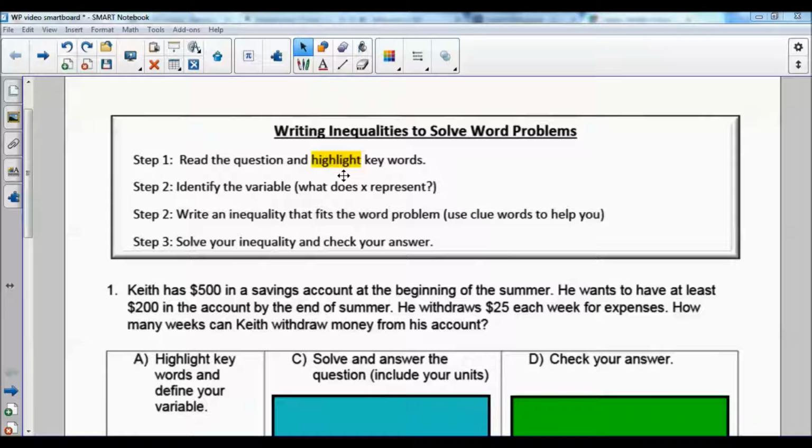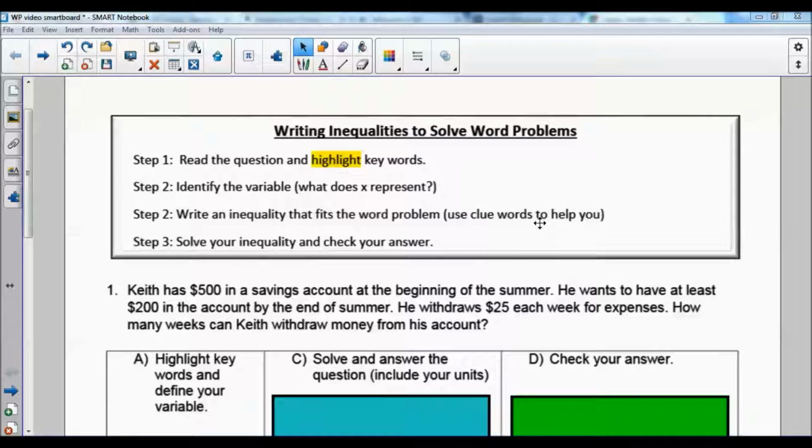Next, we want to identify the variable. So what does x represent? What are we actually trying to solve? And then we want to write an inequality that fits the word problem. Again, we're going to use those words that we highlighted to help us, hopefully. And then we solve our inequality, and we can check our answers, and I'll show you how to do that. So let's read our first question together.